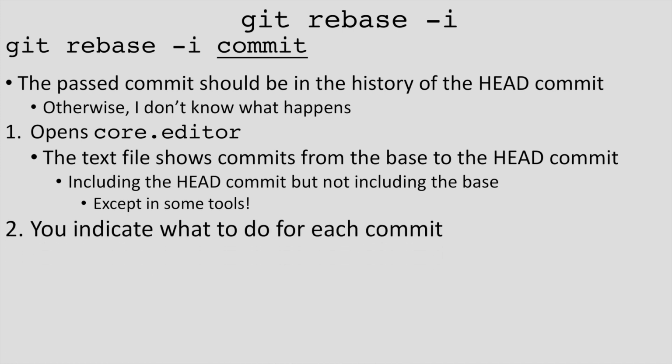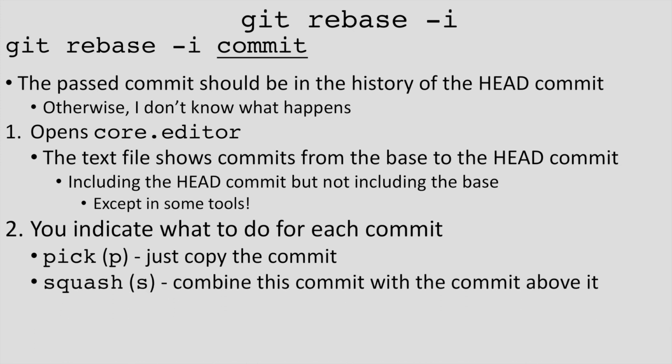You indicate what to do for each commit. And there are different things you can do. You type the word or an abbreviation of the word to indicate what to do for the commit. By default, all the commits say pick. Pick, which can be abbreviated P, means to just copy the commit. Squash, which can be abbreviated S, means to combine this commit with the commit above it. Squashing cannot cause conflicts. Squashing is the reason why people actually use this command.